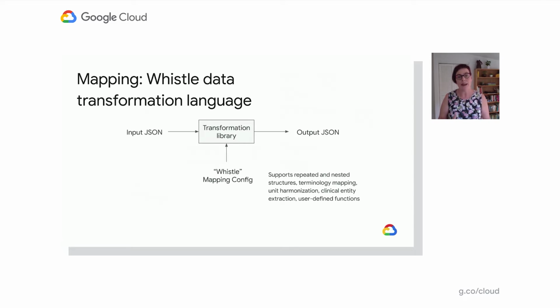And what's unique about WHISTLE is that it supports repeated and nested structures, which of course are so critical within support for HL7 version 2 and within support for the FHIR standard. It also supports calls for terminology maps, calls for unit harmonization, and for clinical entity extraction using natural language processing. And you can create your own user-defined functions as well.